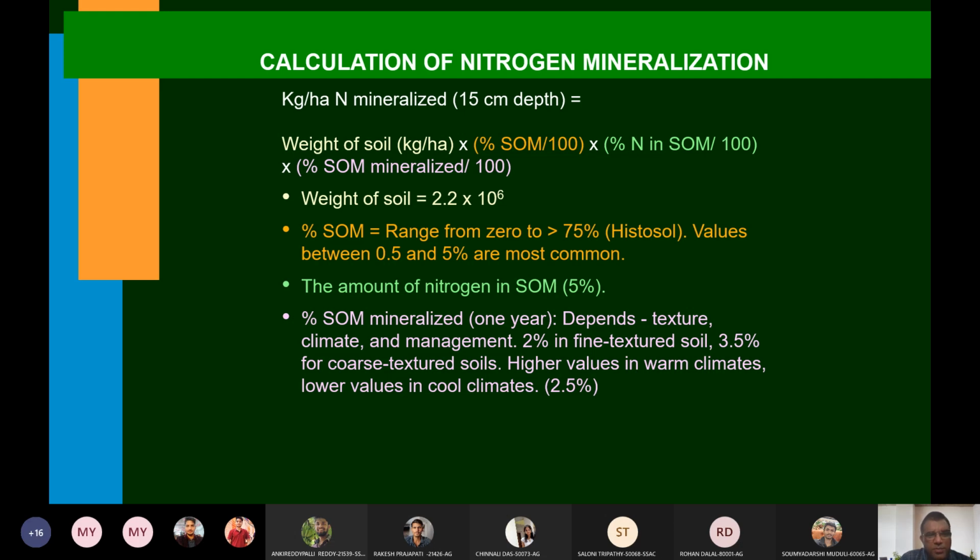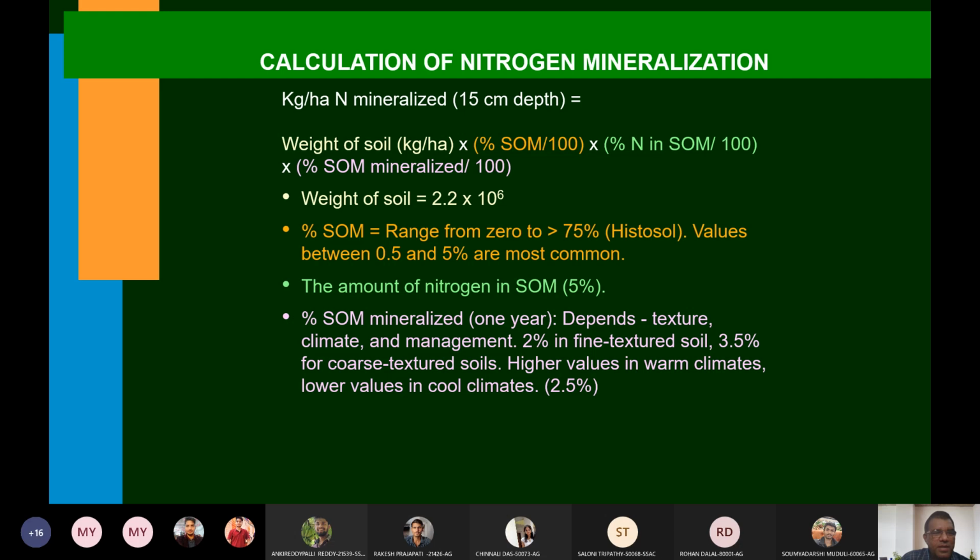Now, this is one numerical. You can see kg per hectare nitrogen mineralized. How to calculate it? You need to remember this formula. This is a very important formula. If you want to calculate the kilograms of nitrogen per hectare mineralized, 15 centimeter depth of the soil is given. So to calculate it, you need the weight of the soil in kg per hectare, 2 into 10 to the power 6, and then the percentage soil organic matter. You need to have the data, what percentage of organic matter is there in my soil. Next is the percentage nitrogen in soil organic matter. So this is 5%.